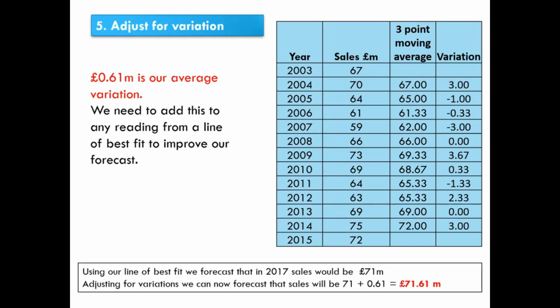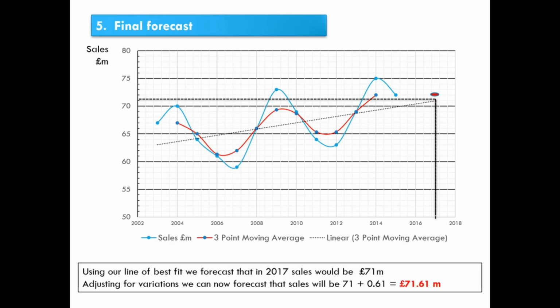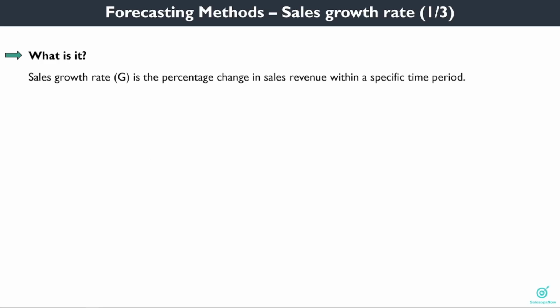So my final prediction for 2017 would be 71 million from my line of best fit plus 0.61 based on my average variation. So if I include this now, my final forecast, I take my line of best fit, which I've extrapolated from my moving average, and then I adjust for the variation between my moving averages and what's actually happened in the past. And so my prediction for 2017 will be 71.61 million as a sales forecast. So there we have it. That's how we perform a sales forecast using time series analysis.